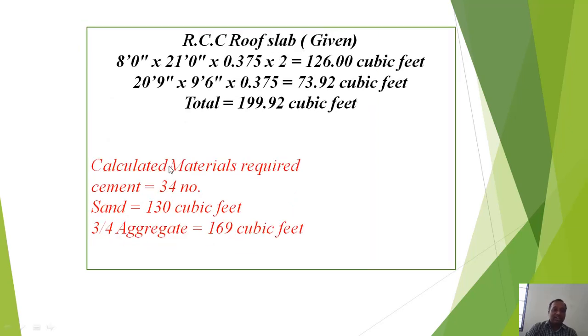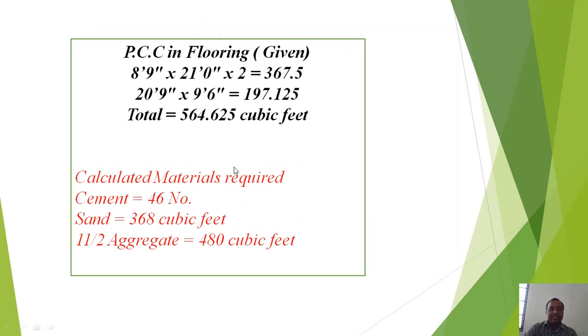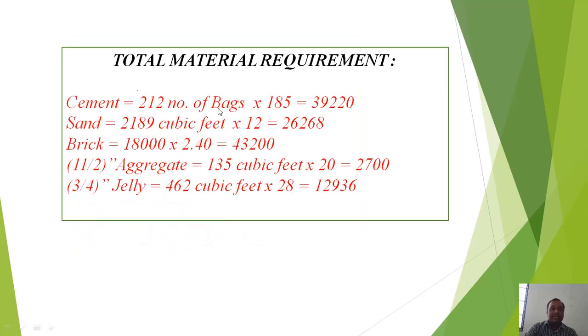Then RCC roof slab, same things there. Then PCC in flooring, this is the flooring PCC. Then total material requirement: cement, sand, brick, aggregate. Then these are the small size aggregate. These are the 1 1/2 inch aggregate, 3/4 inch aggregate. And these are the rates, whatever rates I have given here.